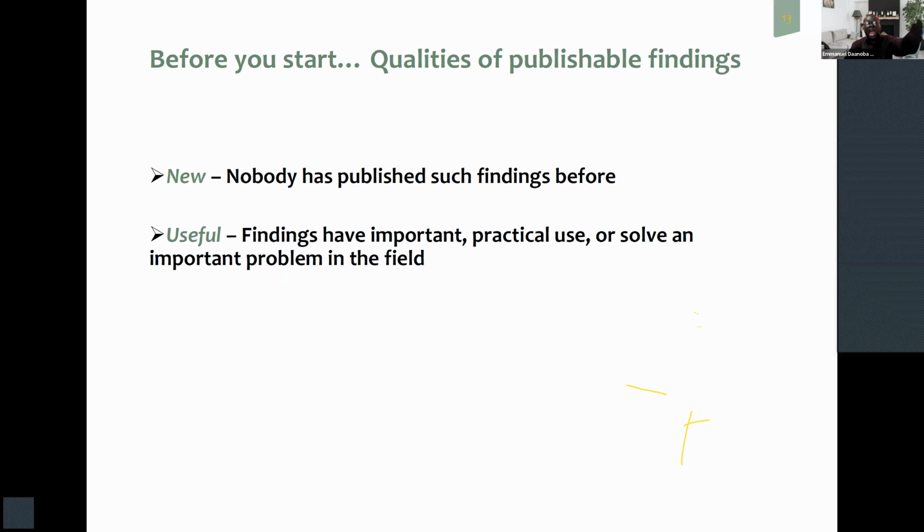Now, the next thing is, your findings, are they useful? The findings should be important. They should have practical applicability. Or they should be able to solve an important problem in the field that you are working in. Yesterday, I was using an example of sustainable mining practices in Udaipur, Rajasthan state in India. If whatever I got from my research cannot solve mining issues in Udaipur, then my findings cannot be published. They are not publishable.